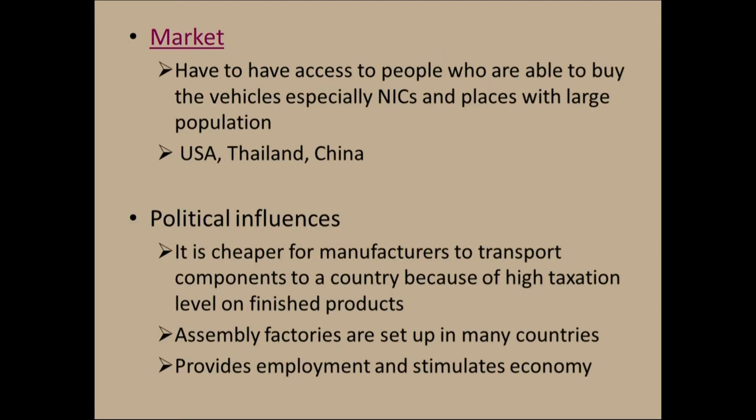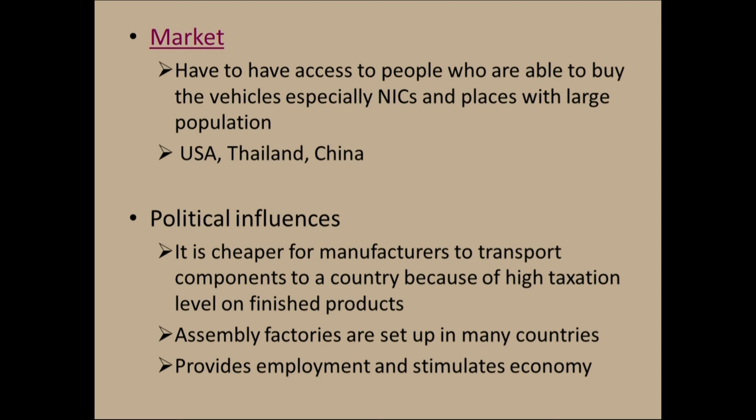The next one is political influence. What Toyota found out is that it is cheaper for manufacturers to transport components to a country because of the high taxation level on finished products. So instead of exporting a finished product such as a car or a van, they export components, and in that particular country, the companies will assemble the products. This costs them less.